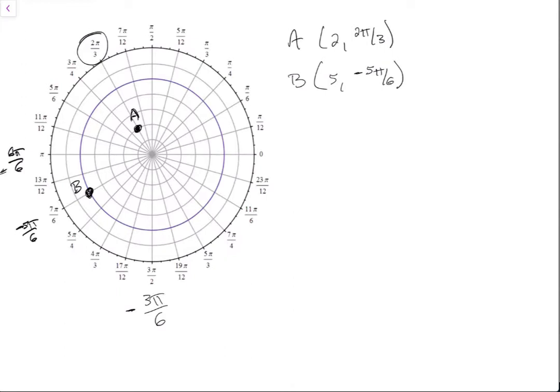All right, so I want you to do a couple for me. I want you to plot point C, and point C I want you to be at (1, 3π/2). And then point D I want you to be at, let's say, (1, -π/2). So pause the video for me, and I want you to plot those 2 polar points, and when you're done, unpause and we'll look at those together.